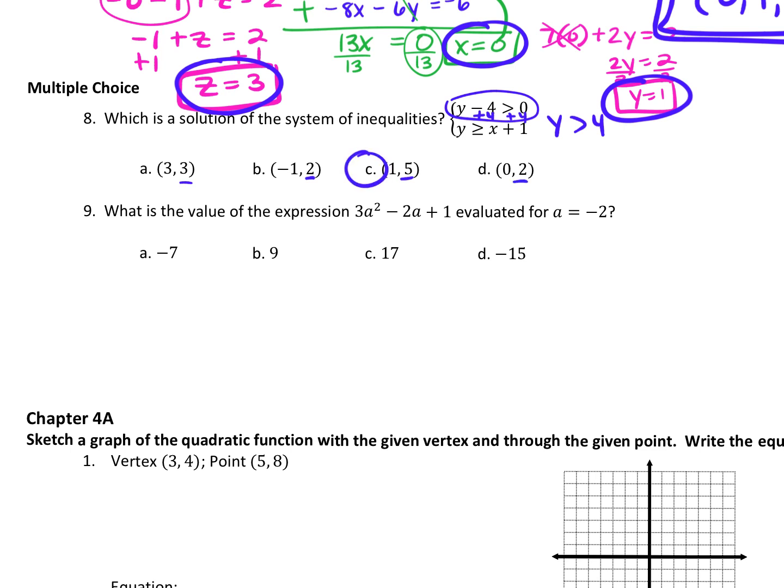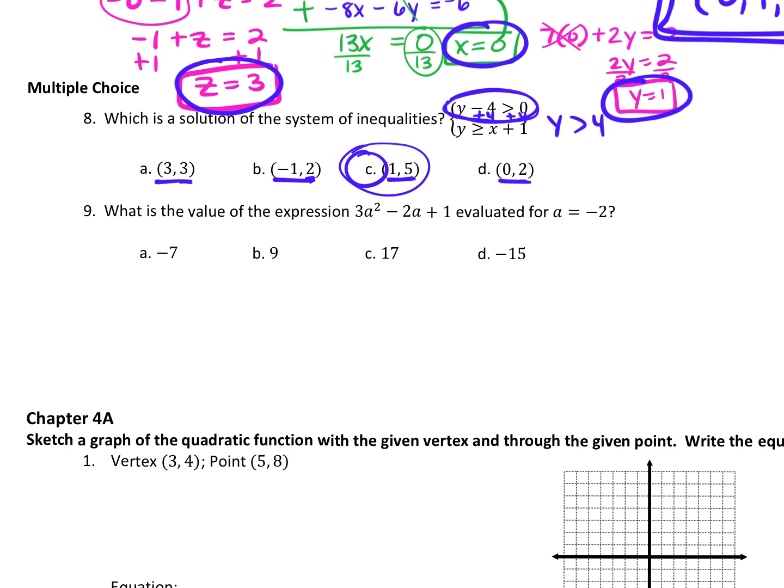But you could also just plug in 3, 3 to both of them, and negative 1, 2 to both of them, and 1, 5 to both of them, and 0, 2 to both of them. So you could plug them in. You could graph them. I think if you just stop and look at what this first one is saying, your y value has to be greater than 4. Therefore, the only one that has a y value greater than 4 would be that guy.